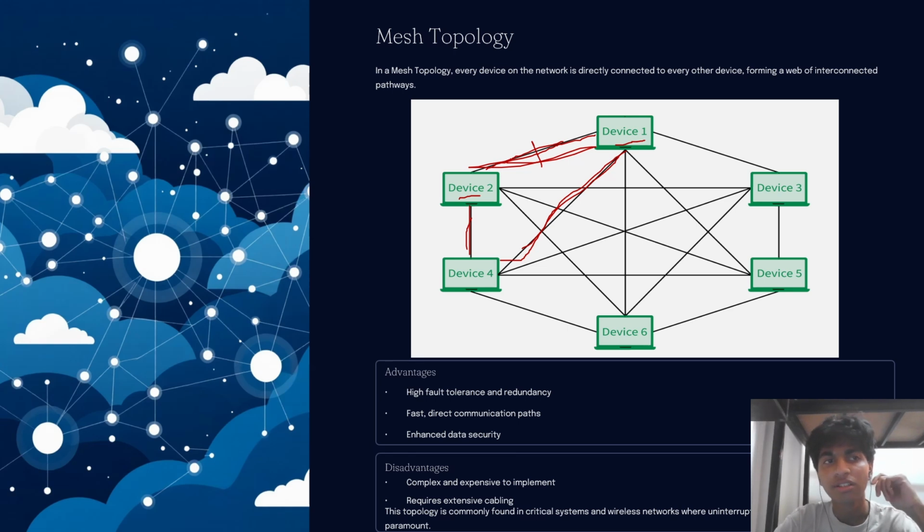But there are certain disadvantages of mesh topology. The first is that it is very expensive, because a lot of cables are required. Since there are multiple ways of transmitting the data, that many cables are required to implement this. Thus it's very expensive, and due to these many cables, the installation becomes very complex.